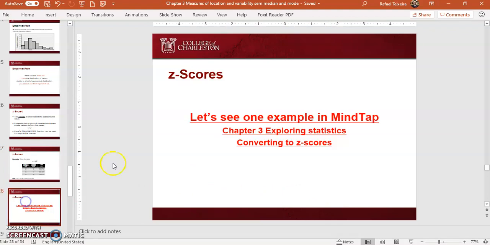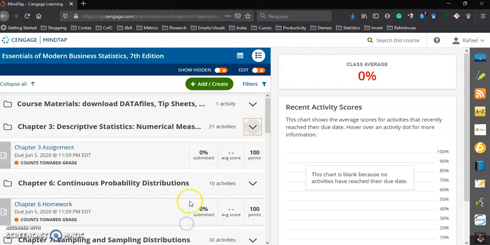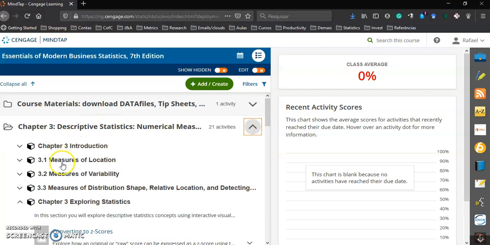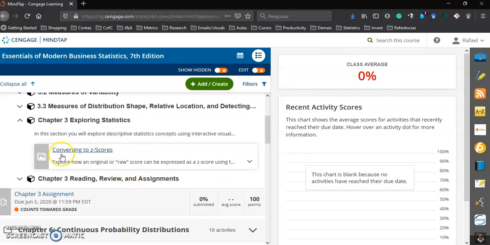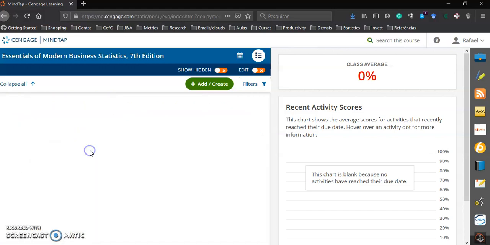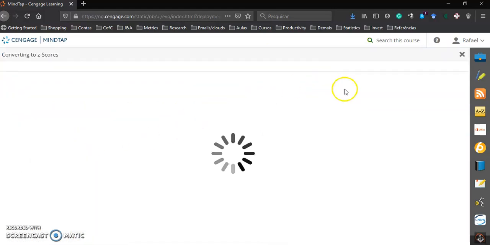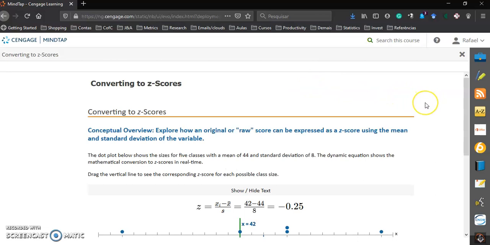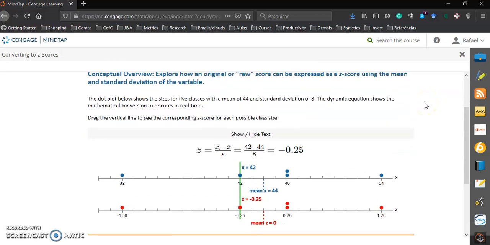Okay, so this slide talks about looking at one example in MindTap. Again, MindTap is good because it has all these illustrations. Let me show you next in MindTap how it works. So here again is our MindTap chapter 3. I'm going to expand chapter 3, and then I have many contents. I'm going to look at this one, exploring statistics, converting to z-scores. So let's take a look and see another way of looking at that.